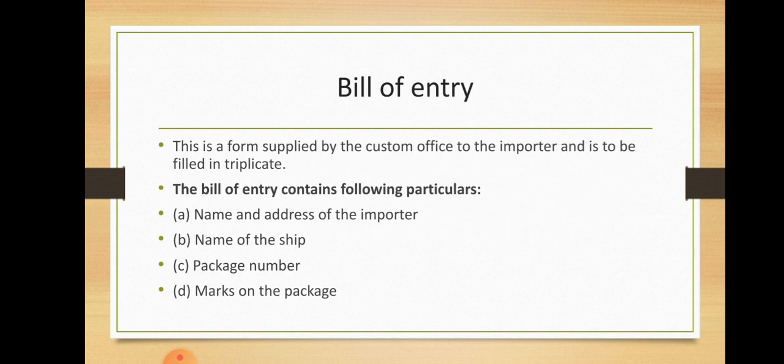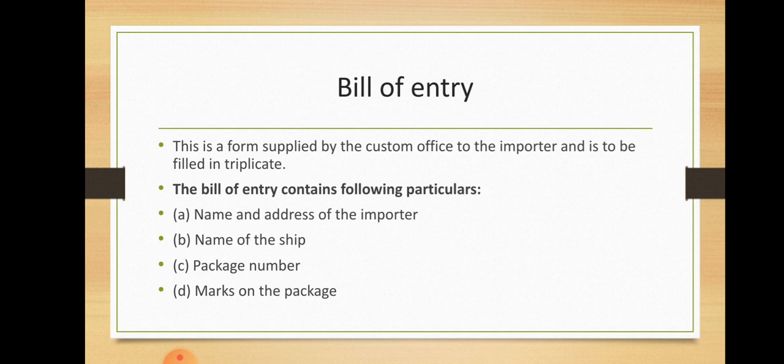Next is the bill of entry. Bill of entry, again, is a legal document, you can say. It is a legal document which is filled by the customs department for an importer. This is a form supplied by the customs office to the importer and is to be filed in triplicate.